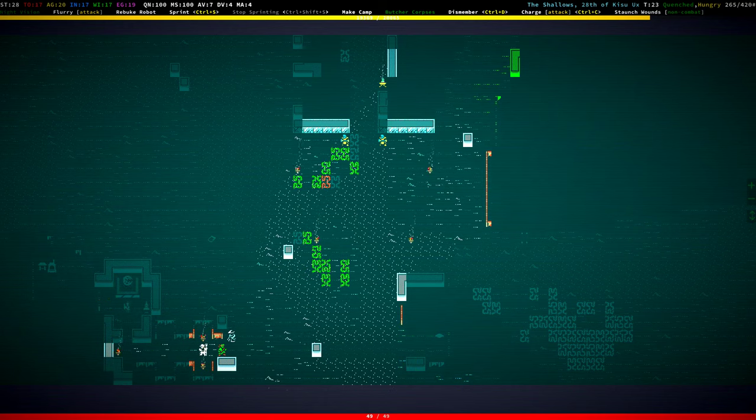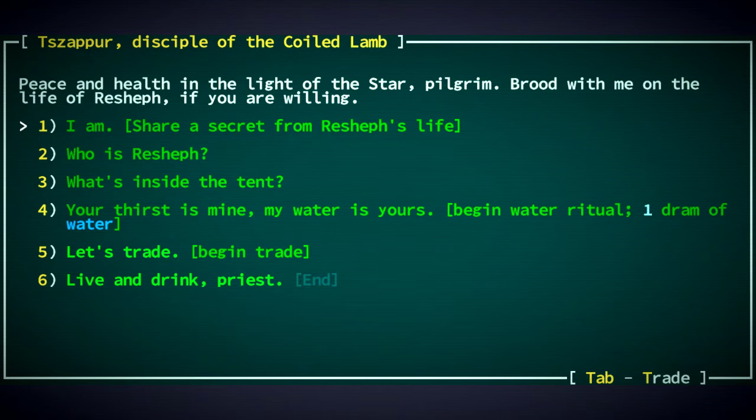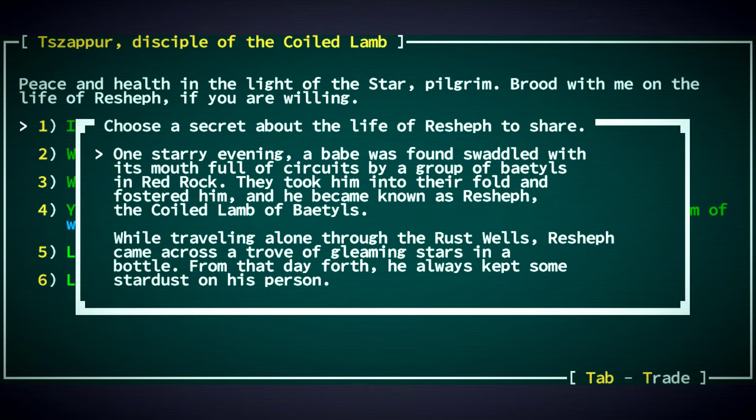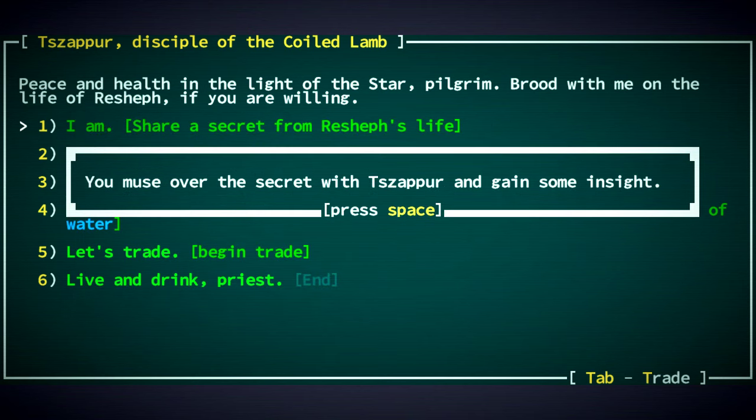And we can pray here. And now let's talk to this dude again. We can share a secret from Reshef's life. We have a couple. There's this one that we just learned, and there's also this one that we learned earlier, from, I think, looking at something else, about him becoming known as Reshef the Coiled Lamb of Betel. So we'll tell him that.